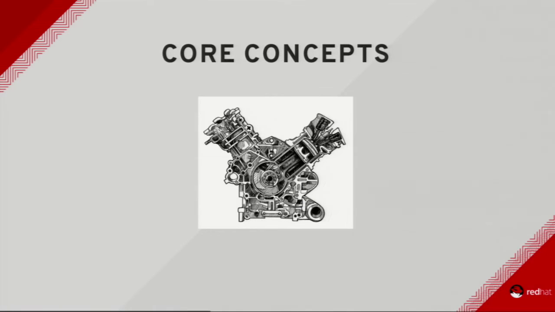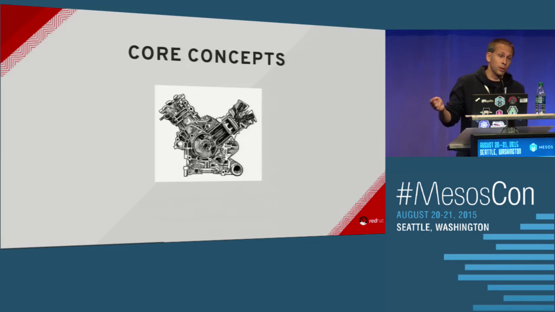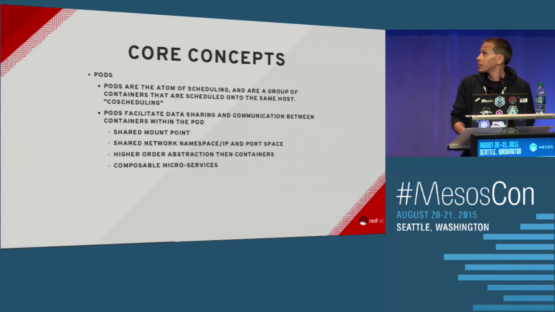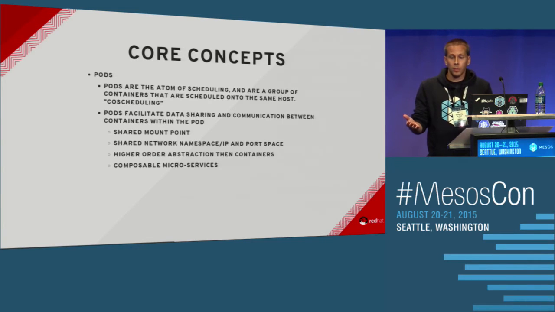So what are the core concepts that you'll need to understand in Kubernetes in order for you to bridge the gap across the two services? Well, fundamentally, there's pods. Pods are the atom of scheduling and are a group of containers that are scheduled onto the same host. You might construe this as co-scheduling, but by the strict definition, it's not.